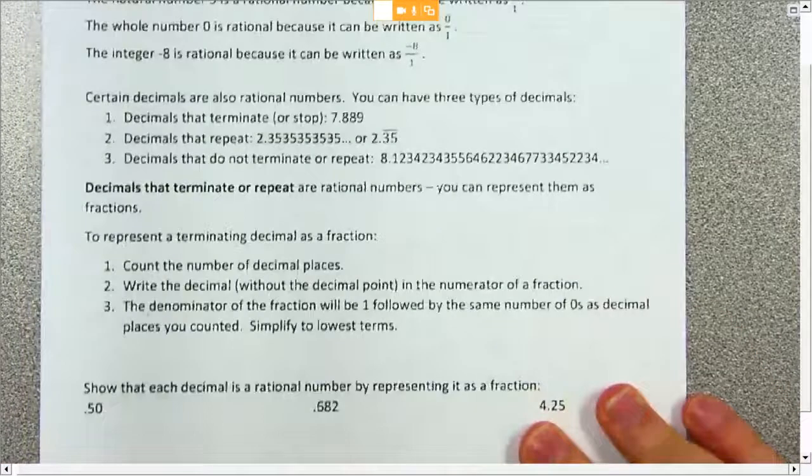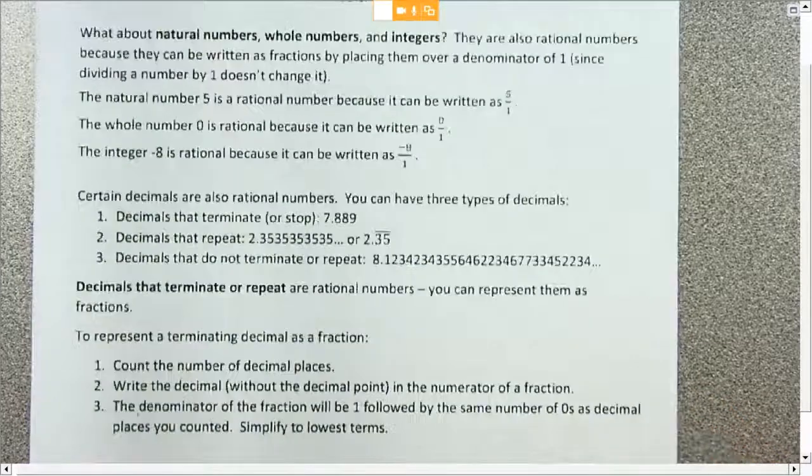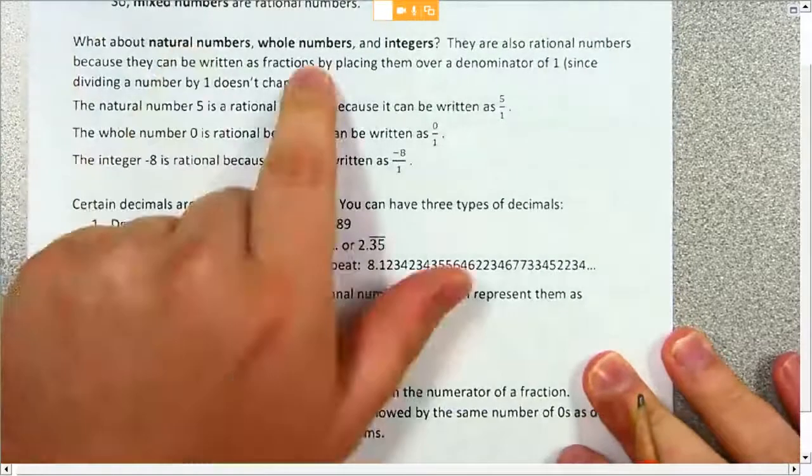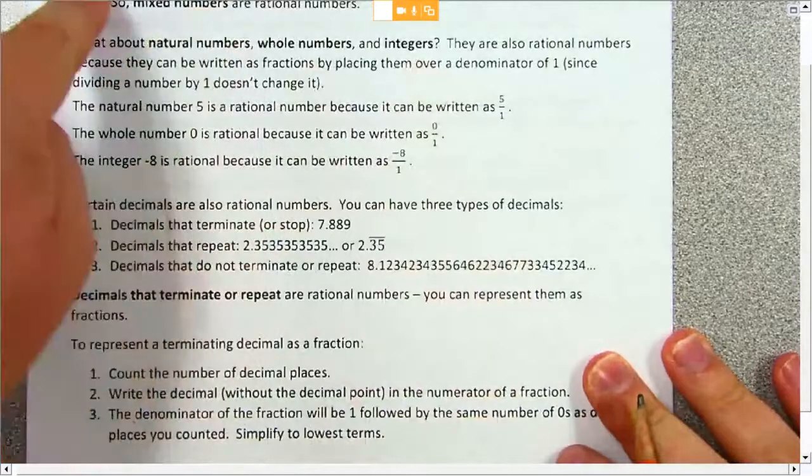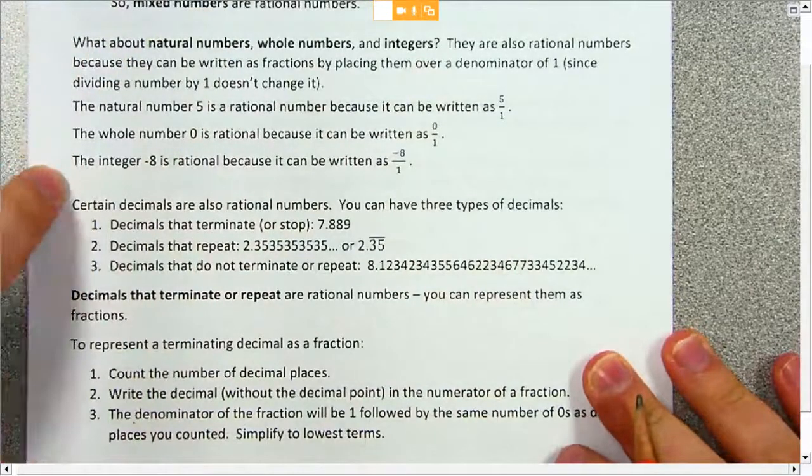So guess what? Mixed numbers are rational numbers as well, and we already talked about this. We talked about the fact that natural numbers, whole numbers, and integers, they're all rational as well. I just sort of wrote that out for you there.